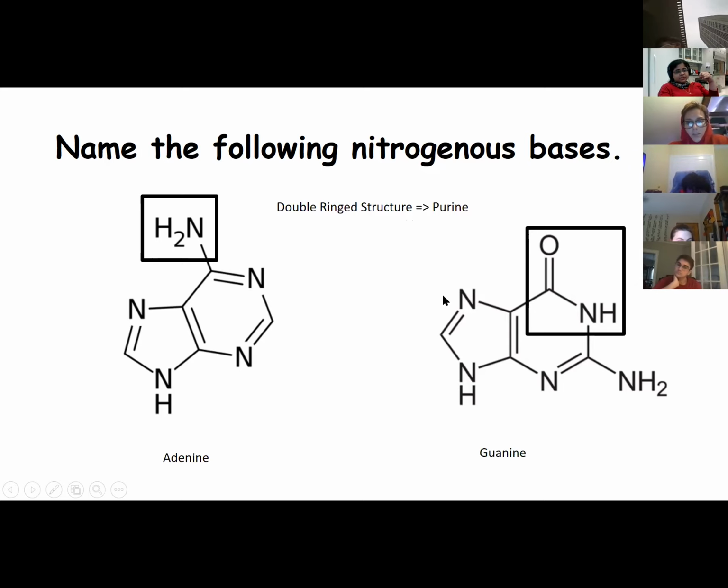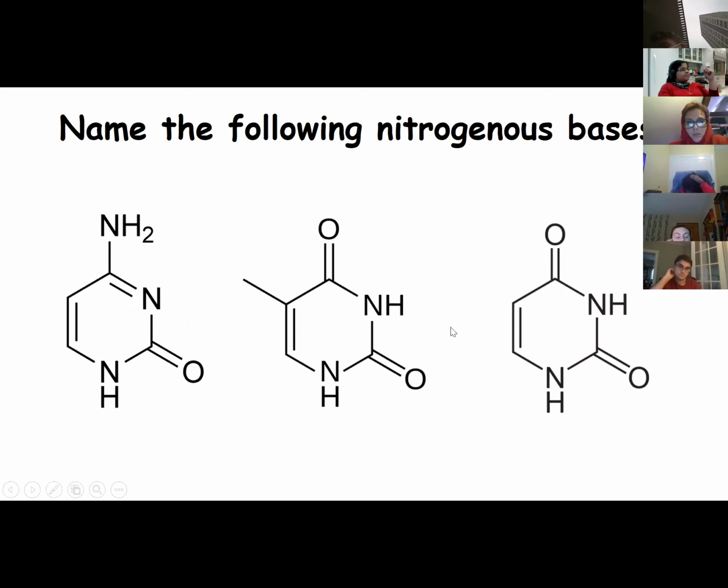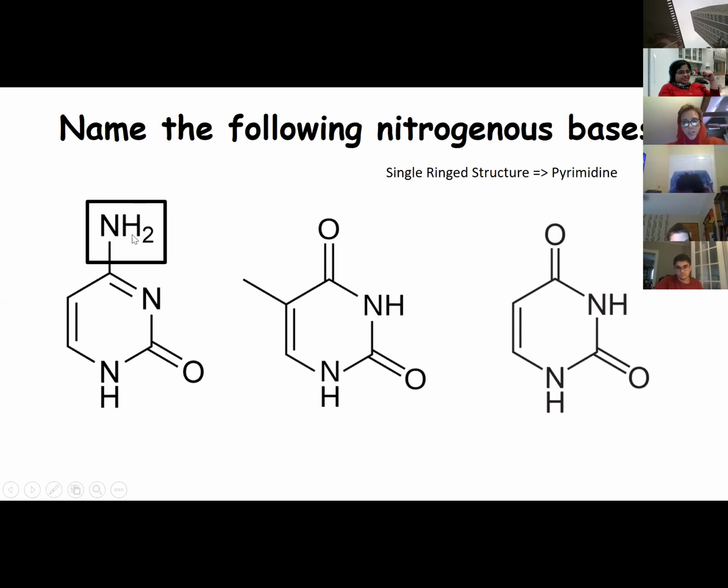So that's these two. What about these guys? You can just shout it out. Is the one to the far left cytosine? Yes. Why? Because of the amino group, or the NH2 group. As long as you recognize this and say it's single ringed and then NH2, automatically think cytosine.